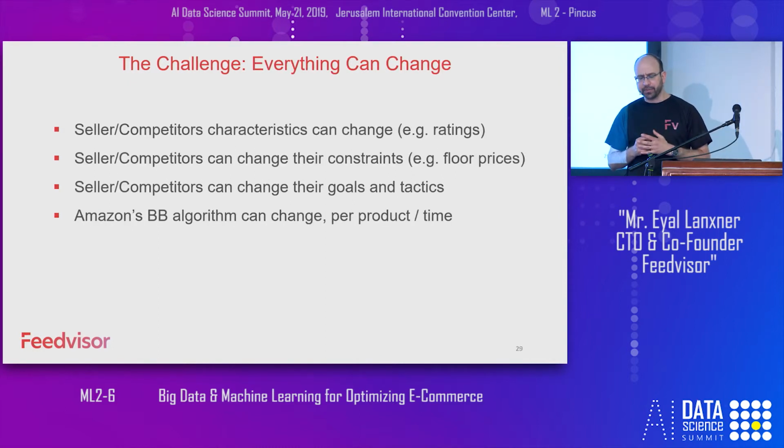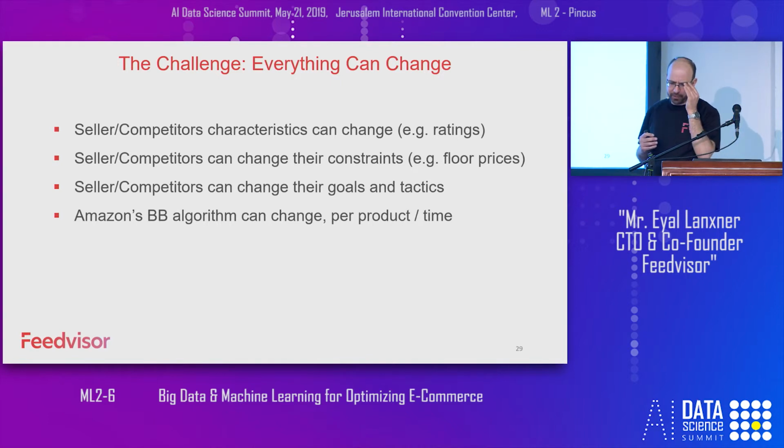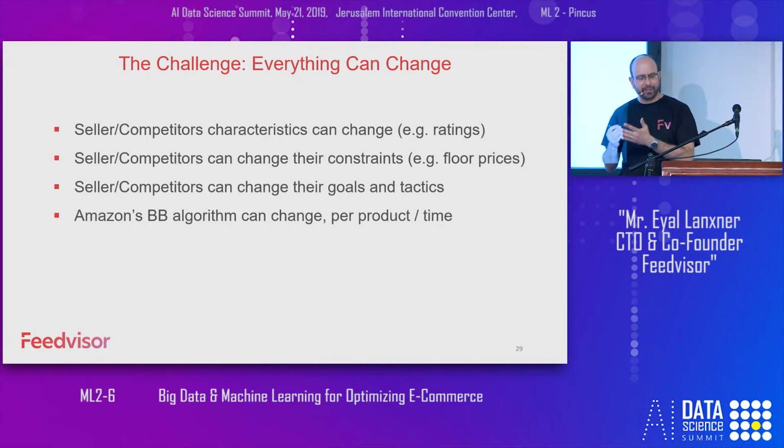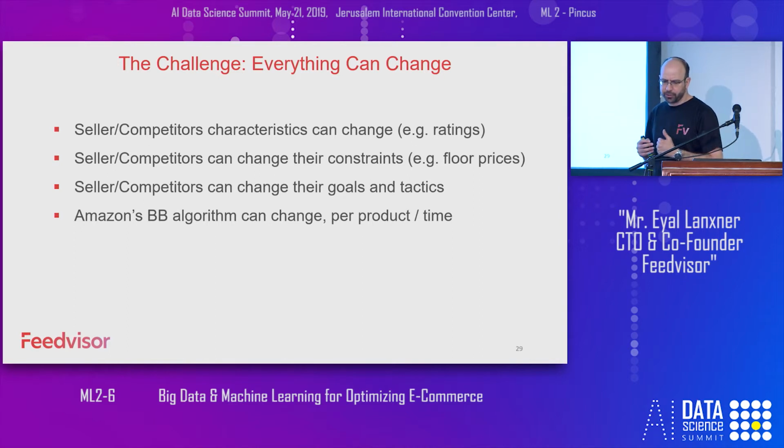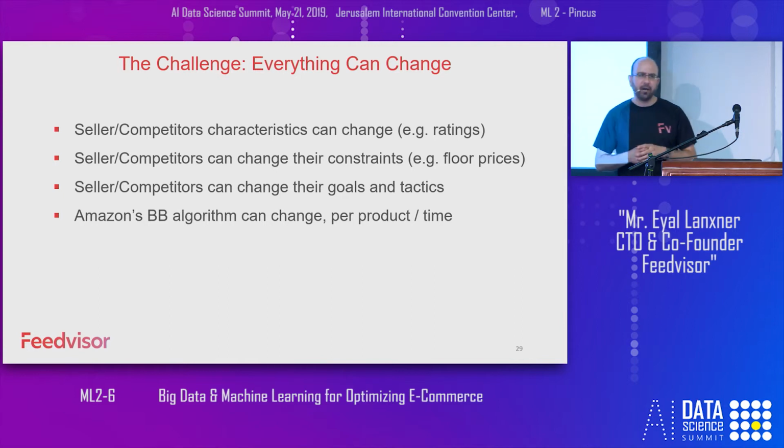The other challenge is that everything can change. And again, in hours, in minutes sometimes. The characteristics of ours or our competitors can change over time. For example, their shipping time or rating. Their constraints can change. For example, now they have a new batch of product and their floor price changes accordingly, according to their cost. Their goals and tactics can also change, and of course, Amazon's buy box can change from product to product, from time to time.